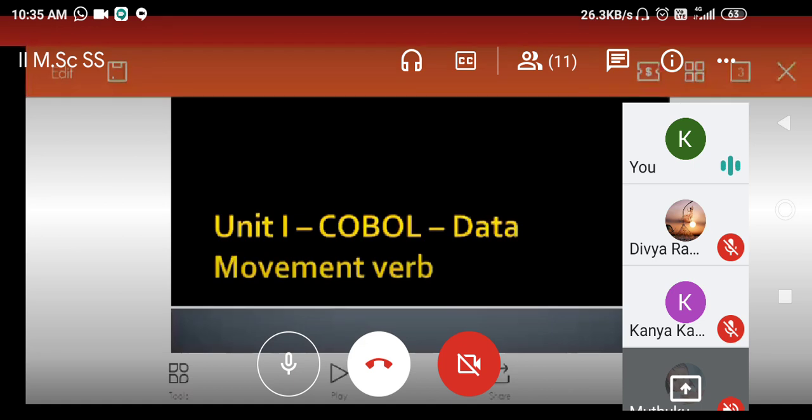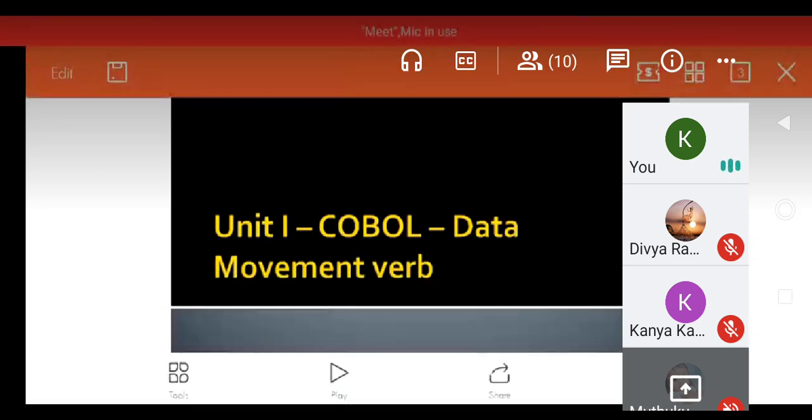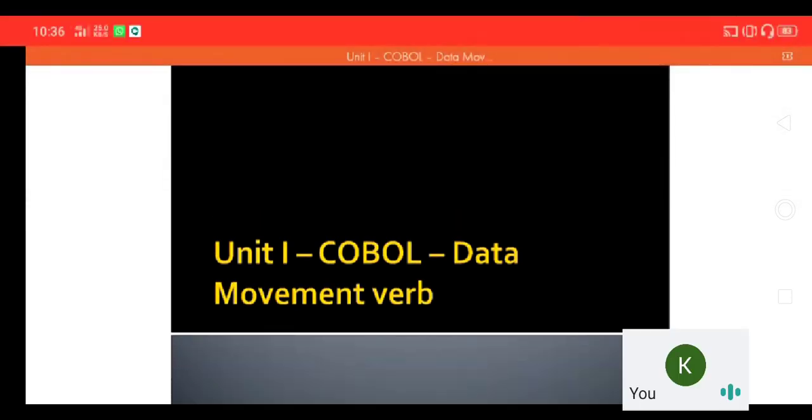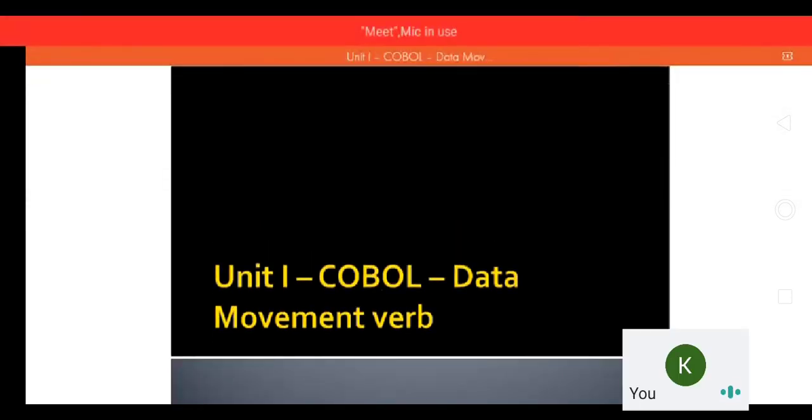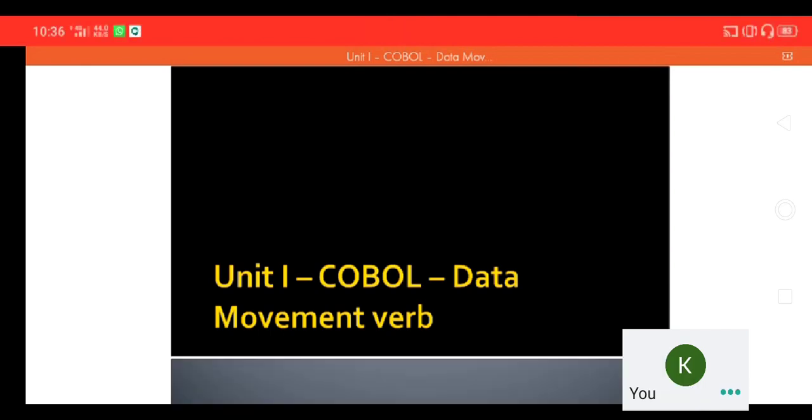Now I would like to move to the next topic. The next topic is the data movement verb. This particular topic seems to be a very important one. Okay. So the data movement verb.